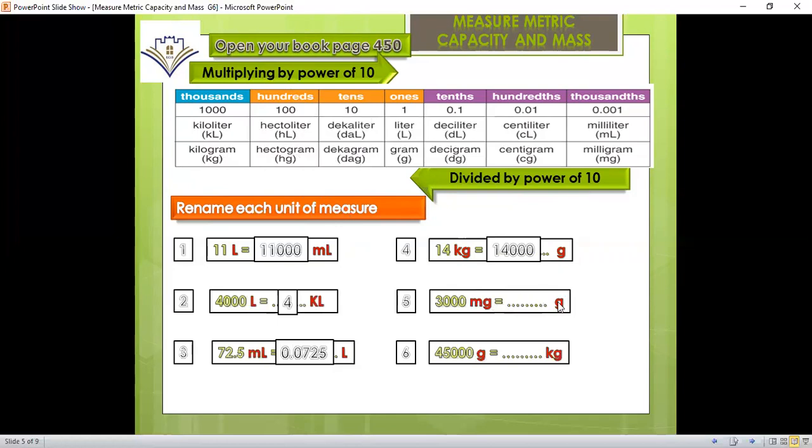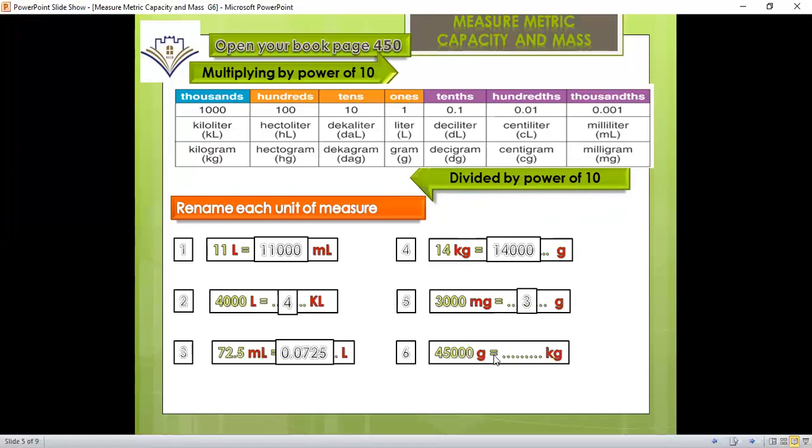Question number 5. 3,000 milligram equals dots gram. We need to convert from milligram. Where is milligram? Here is milligram. And this is gram. Then multiply or divide it? No, from this way, divided. Divided by what? 10 multiply 10 multiply 10 equals 1,000. 3 decimal places, 3 moves. 1, 2, 3. Then divided by 1,000. Then 3,000 divided by 1,000 equals 3. Number 6.